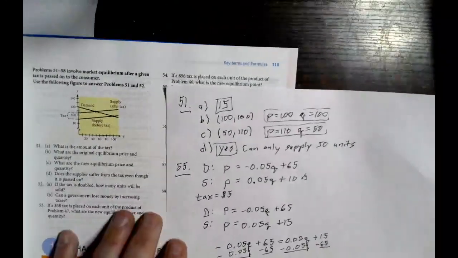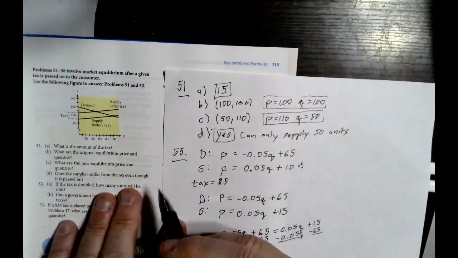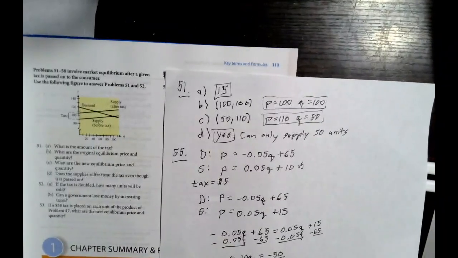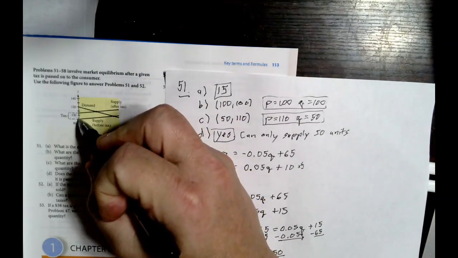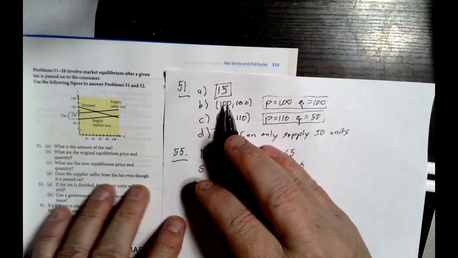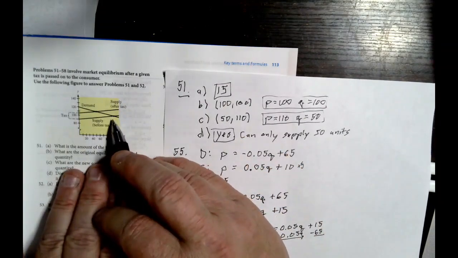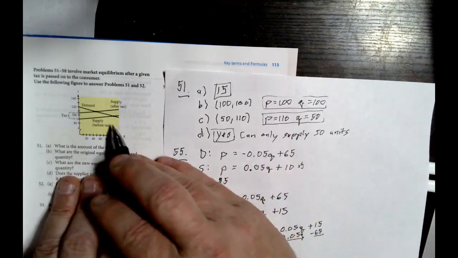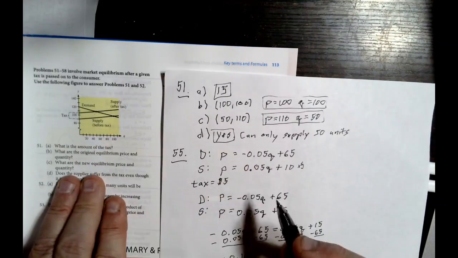51, it says you got a tax. And they say, what is the amount of the tax? Well, if you look at this guy, from 90 to 105, that's a $15 tax you're adding. So it's 15. What's the original equilibrium price? Well, it's this guy right here, which is 100. What's the new equilibrium price? It's this one, which is 110.50 or 50.110.